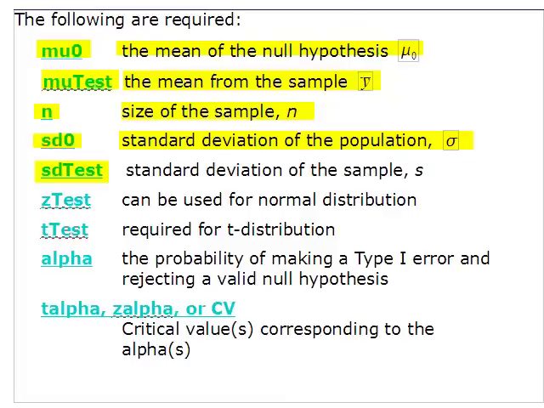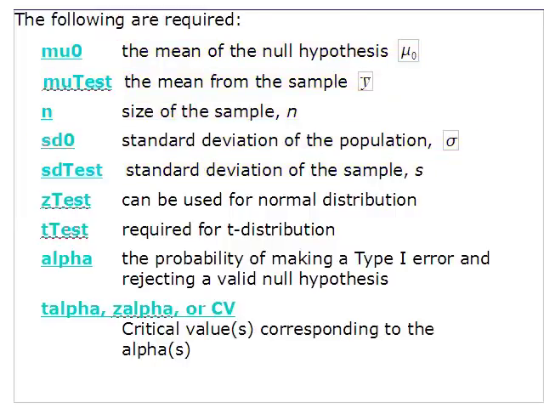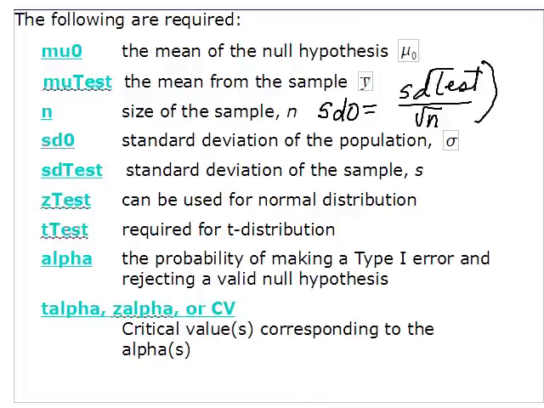Now here's a standard deviation for the test, or the sample, SD test. I'll write it like that. The standard deviation SD0 can be computed from SD test and the size of the sample. Here's the formula. This is all statistics, so it's all approximate. We can go like this: SD0 equals SD of the test divided by the square root of n. That's an estimate of SD0.